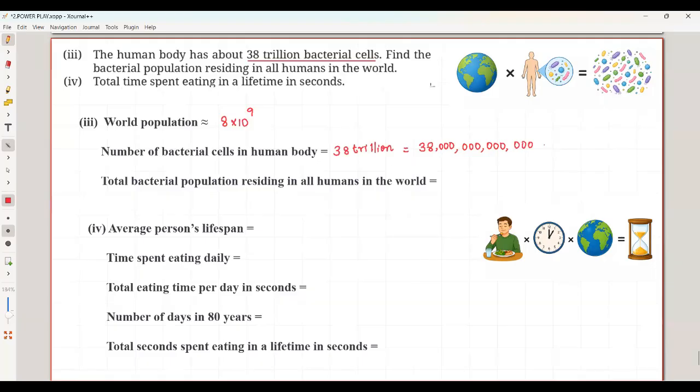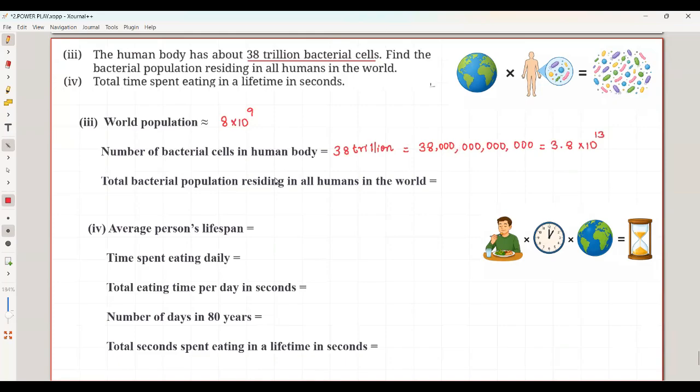Okay, now how will you write it in standard form? We can write it as 3.8 into 10 to the power. After 3 you have to count all the digits. Here 3 plus 6 is 9, 12, 12 plus 1 is 13 digits. So 3.8 into 10 to the power 13, 38 trillion.